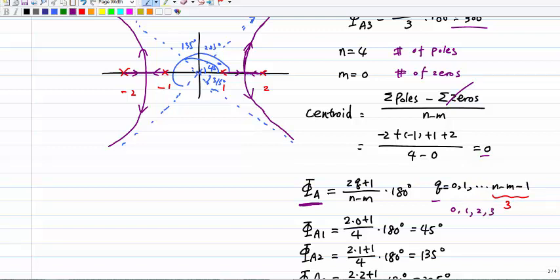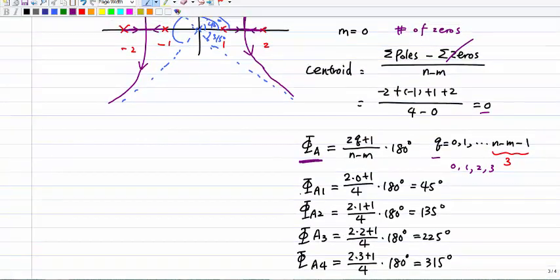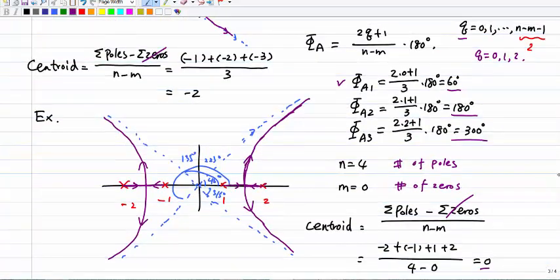That's correct. So the 4 angles are computed exactly the same way. It's (2q plus 1) divided by (n minus m), times 180, when q is 0, 1, 2, and 3. If you compute, you get 4 values: 45, 135, 225, and 315. So if you draw these, I start from the centroid and draw the asymptotes: one is 45 degrees, one is 135, one is 225, and one is 315.